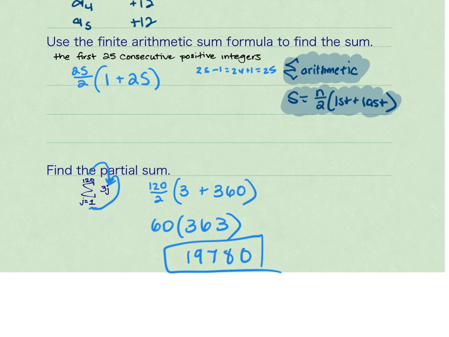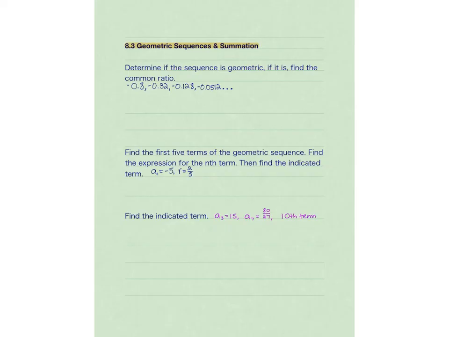That's the wrong answer. 21, yep, I did 18, yeah. 21, 7,080. Okay, good on that one. So, terms over 2, first plus last.